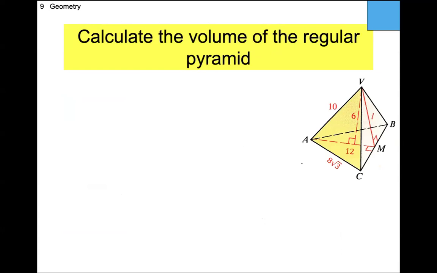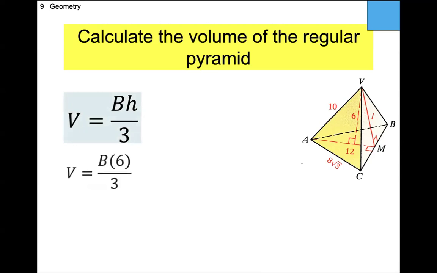We're not going to duplicate our work. We just found out the base edge was 8 root 3, which we need for my base area. Remember, base times height divided by 2 would be the base area. So let's see. The height was 6. 6 divided by 3 is 2, so 2 times B. And luckily for us, we've already calculated the base, so that would be 8 root 3. That's the base, that would be CB, times the height, which is 12.